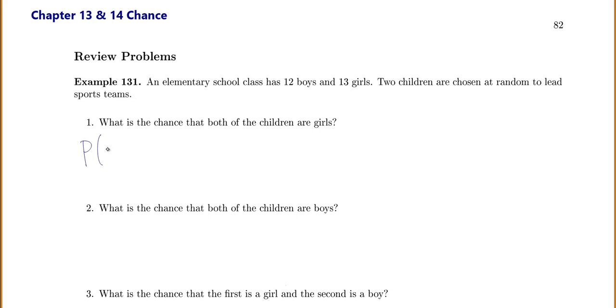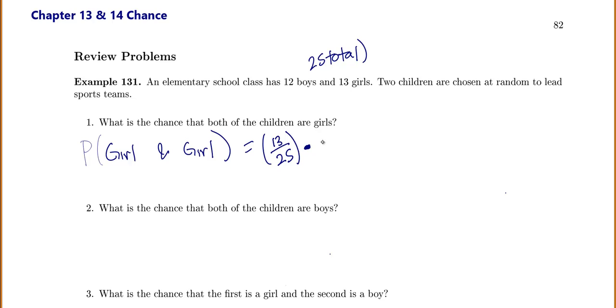So we're looking for the probability that you get a girl and then a girl. Because that's an and, we know we're going to times. If there's 12 boys and 13 girls, that's 25 total. So the probability of a girl is 13 girls out of a total of 25 students, times, okay, now I need to get a second girl, but I've already chosen one girl, so there's only 12 girls left and only 24 students total.